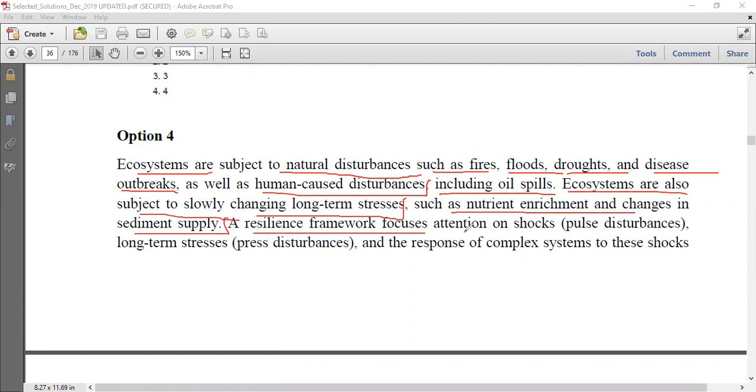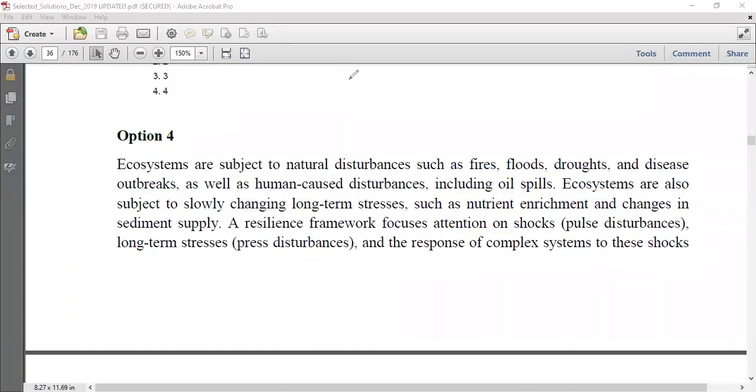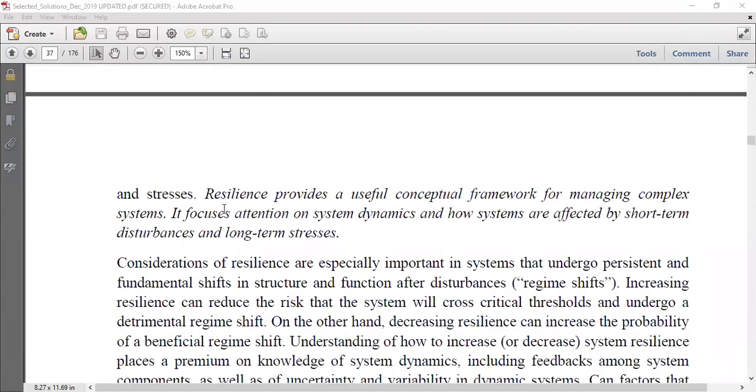So a resilience framework focuses attention on shocks, pulse disturbances, long-term stress disturbances, and the response of complex systems to these shocks. So it will try to restore the natural state of the ecosystem, right? Then resilience provides us a useful conceptual framework for monitoring complex systems. It focuses attention on system dynamics and how systems are affected by short-term disturbance and long-term stress.